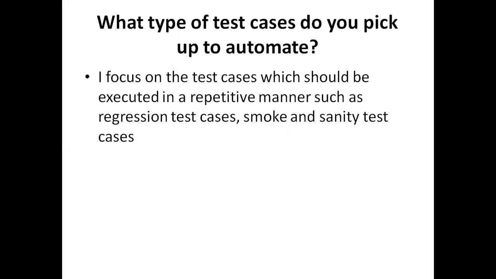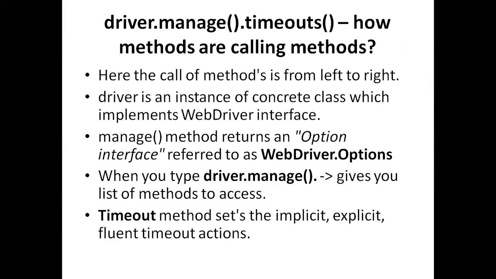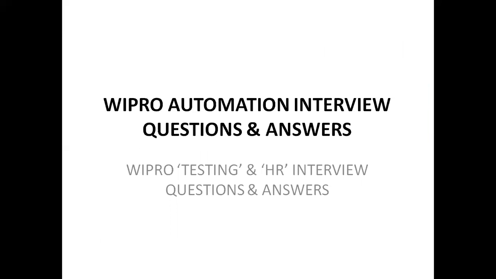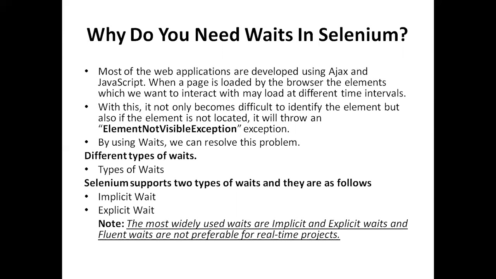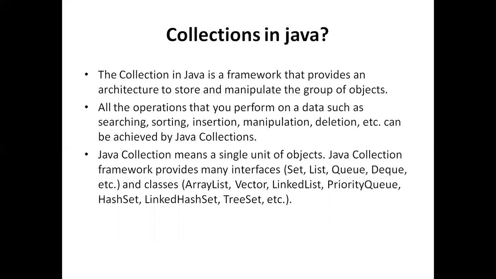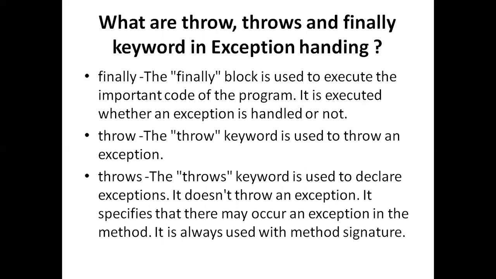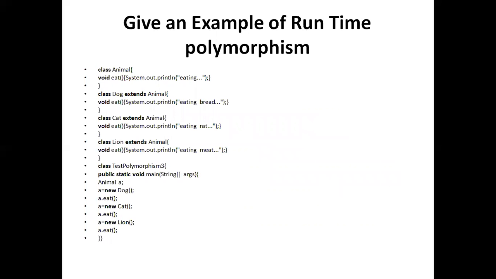So we have seen a number of questions in this video. Let's revise quickly. The difference between abstract class and interface. Why do you need waits in Selenium? Then what is the significance of each and everything over here? Driver.manage().timeouts, how methods are calling each other. What are collections in Java? What are throws and finally keyword in exception handling? What is runtime polymorphism or dynamic method dispatch? Give an example of the same.